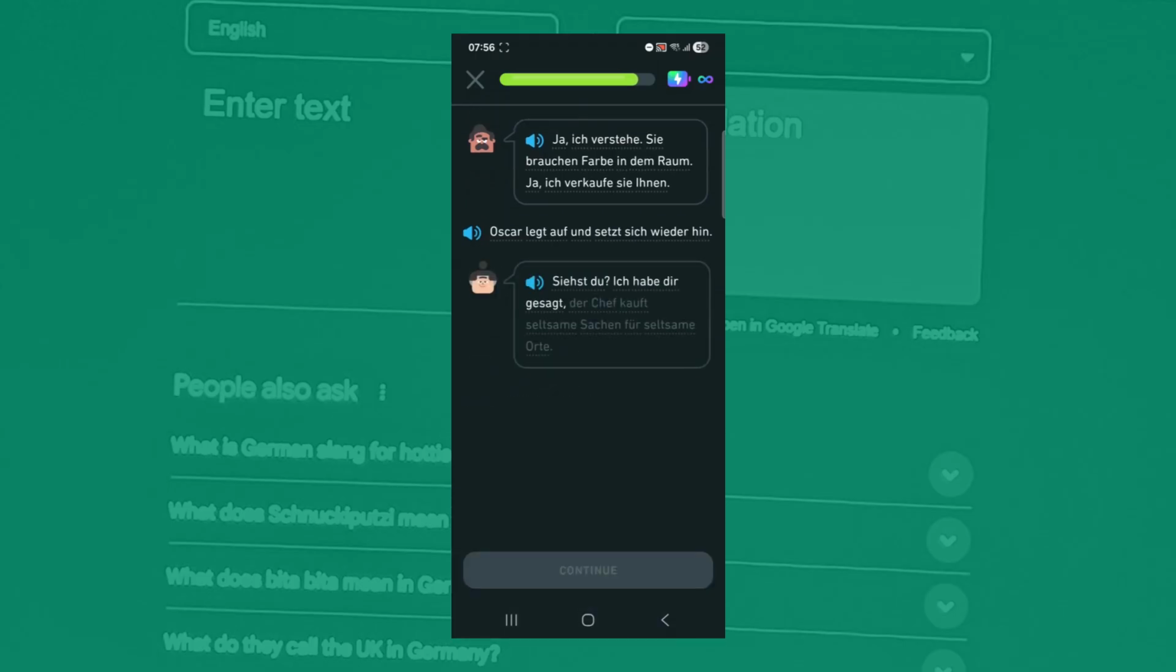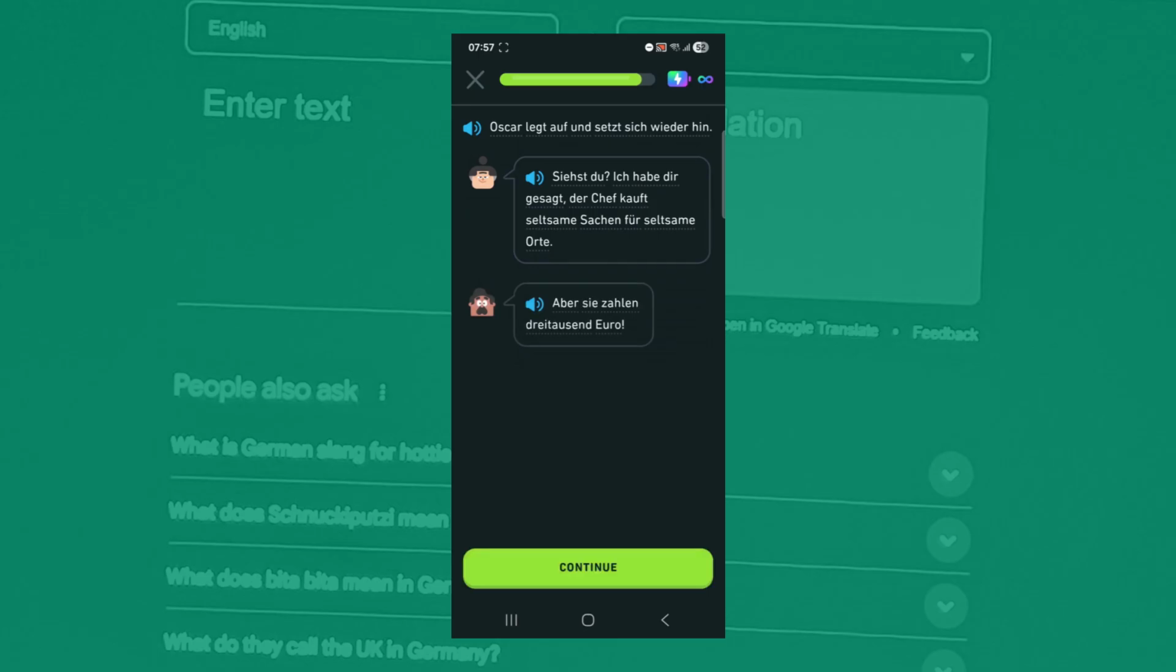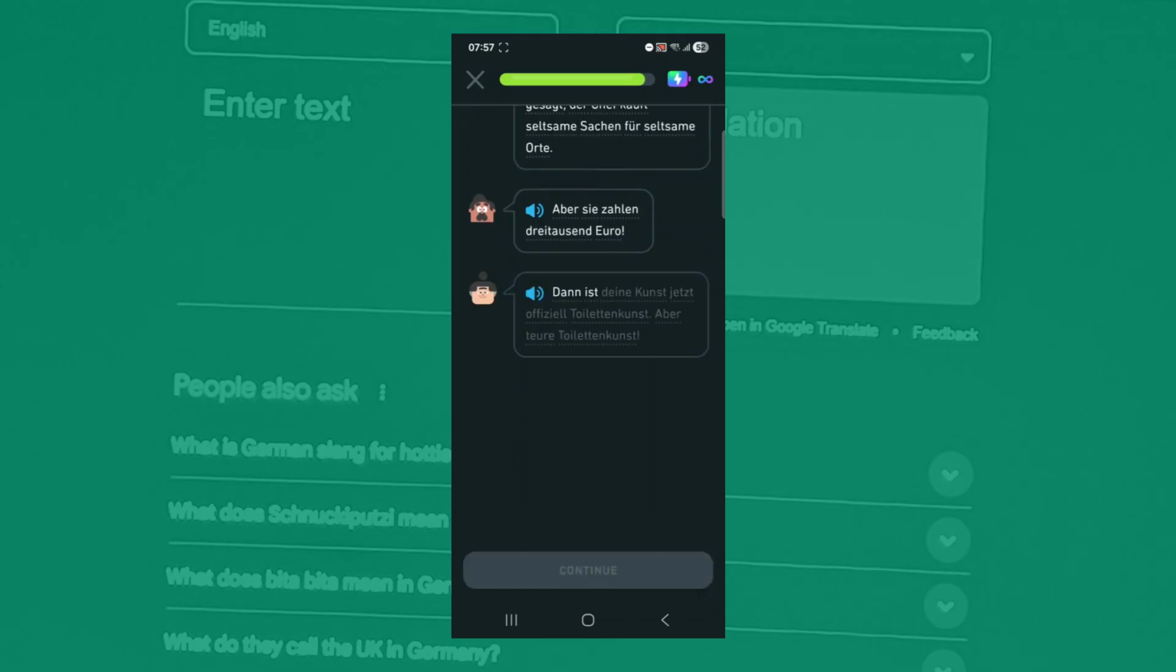Siehst du? Ich habe dir gesagt, der Chef kauft seltsame Sachen für seltsame Orte. You see, I told you the boss buys... That was strange, wasn't it? Yeah, strange things for strange places. Aber Sie zahlen 3000 Euro. But they pay 3,000 euro. Dann ist deine Kunst jetzt offiziell Toilettenkunst. Aber teure Toilettenkunst. Then your art is now officially toilet art, but expensive toilet art.